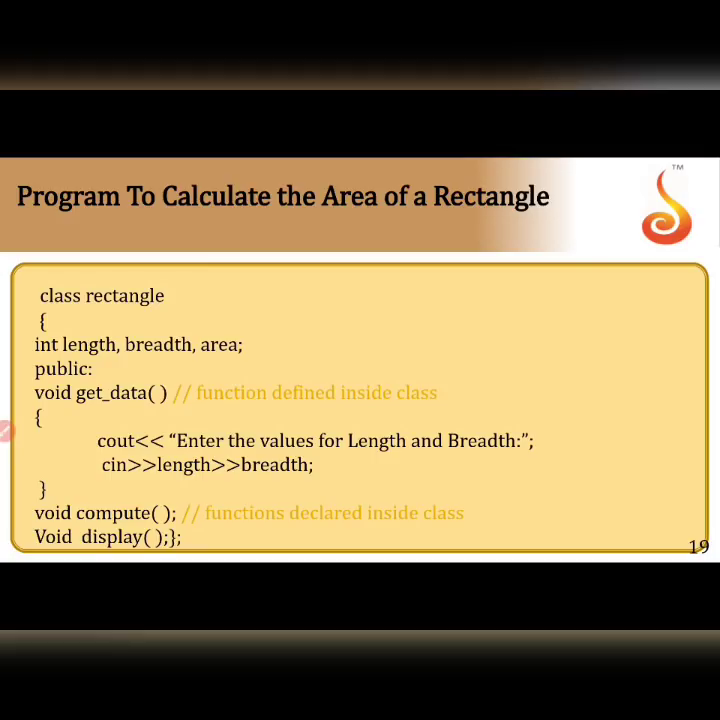Next, we'll just go through a program which calculates the area of a rectangle. So first I have a class named rectangle. What is the name of the class? Name of the class is rectangle, and I have 3 integer variables: length, breadth, and area. Length, breadth and area are the 3 integer variables, also called data members.